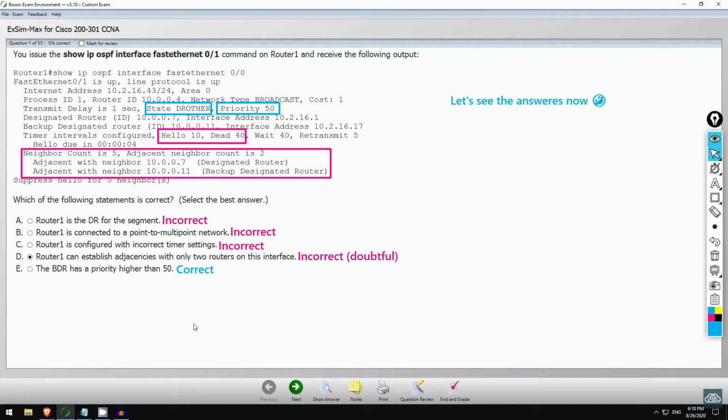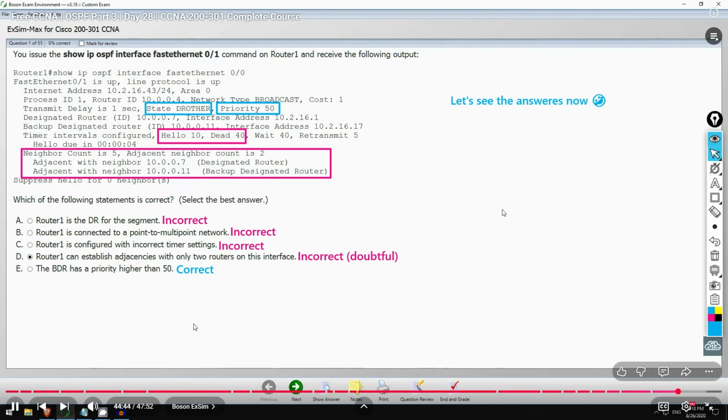The key to this question is knowing the difference between an OSPF neighbor and adjacency. Sometimes those words are used to mean the same thing, but technically speaking, in OSPF they are different.